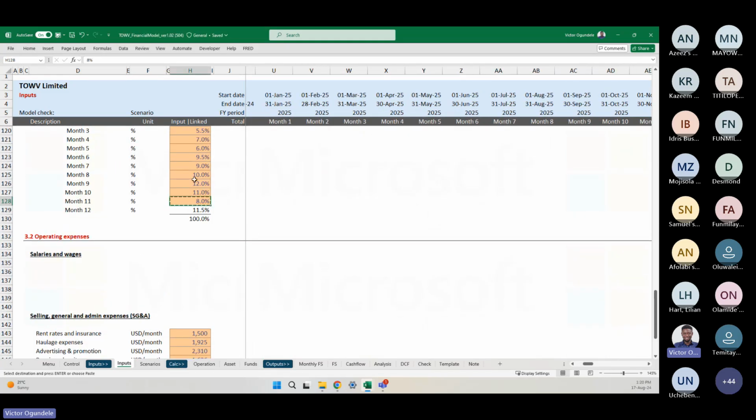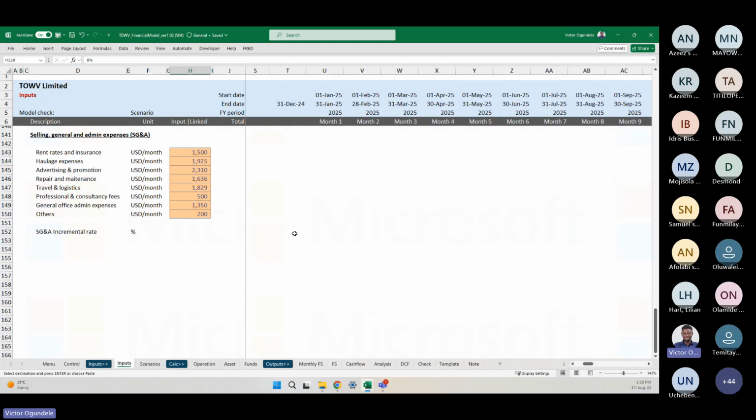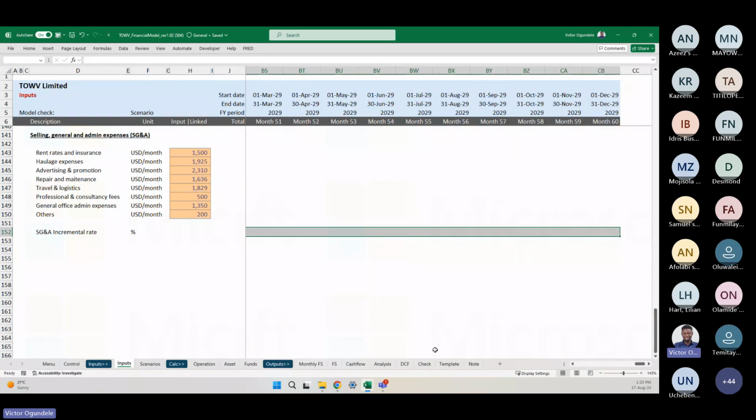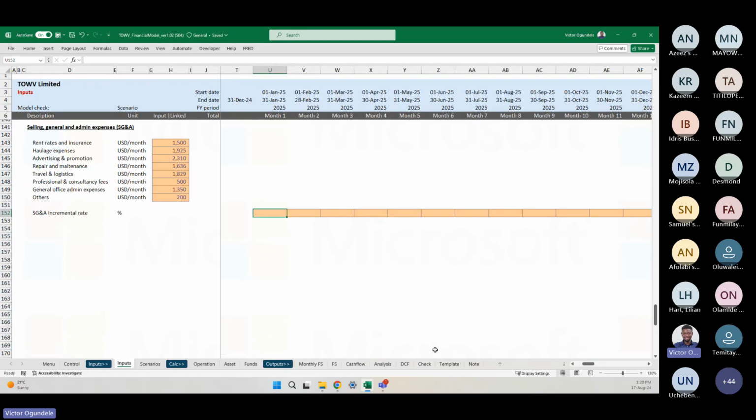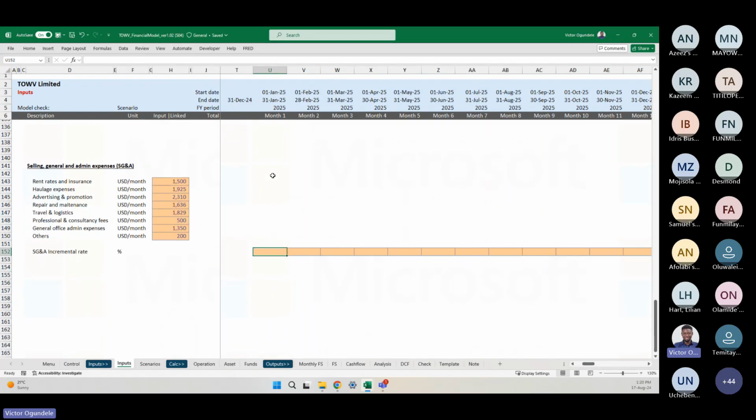So I'll copy a percent format and put that for my SG&A incremental rate. I'll delete that. I just need that percent input format, and I will drag that across the 60 months. So this gives them room to be able to do what? To increase any of the operating expenses in any period, any month they want.